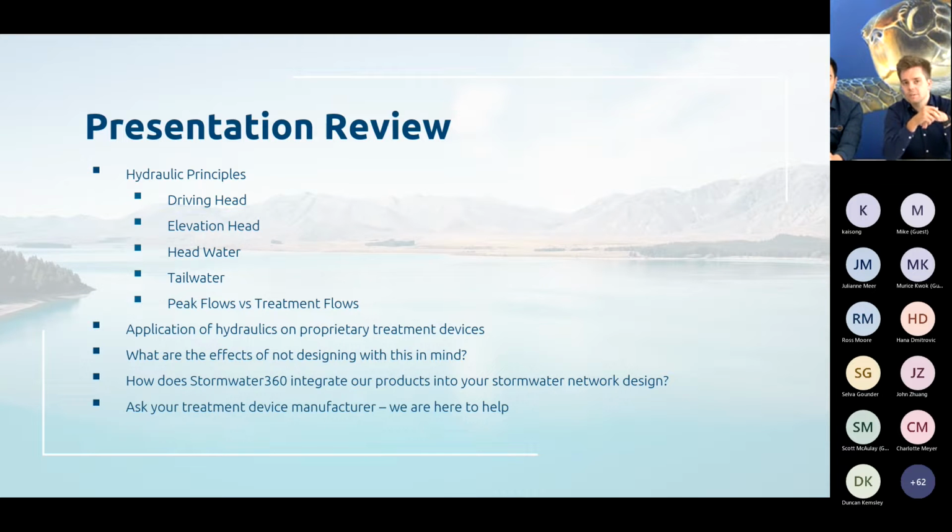In review, we've covered the hydraulic principles. We've defined what driving head is. We've defined elevation head or physical drop. We've defined what headwater is and tailwater and how they can be used to manipulate treatment device outcomes and can affect treatment device outcomes. And we've also considered peak flows versus treatment flows and how to manage those within the network. For each of those hydraulic principles, we've applied them to proprietary treatment devices and thought about what happens if we just put in a treatment device and don't consider the hydraulics.